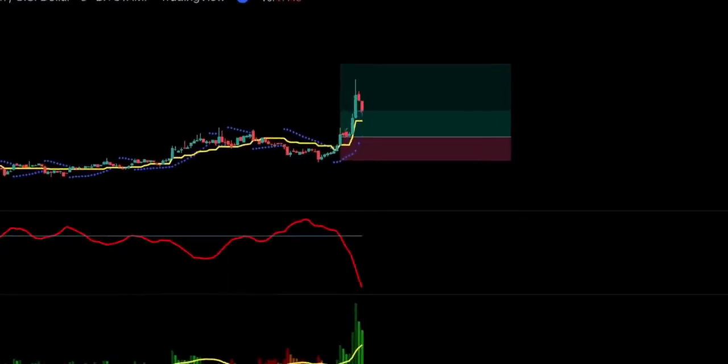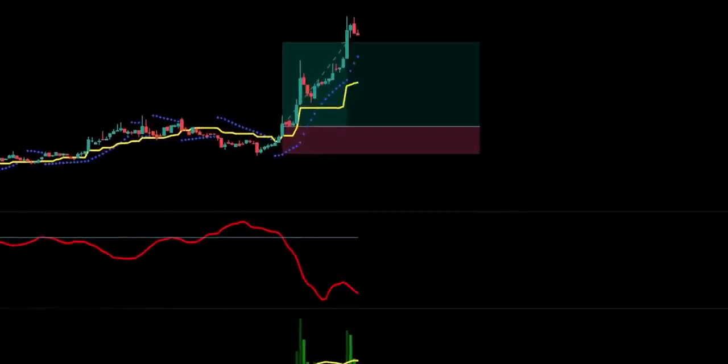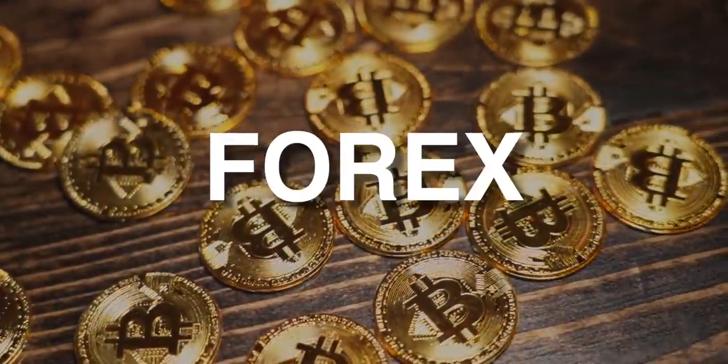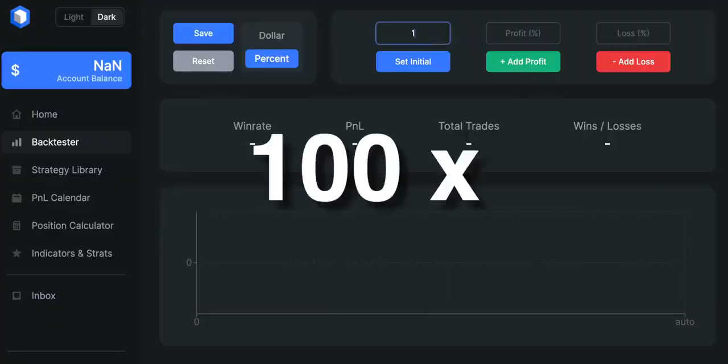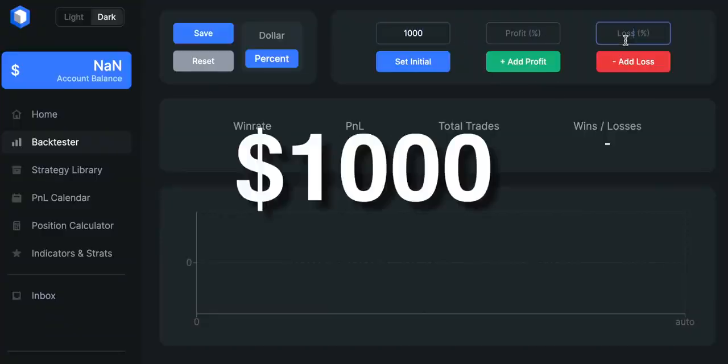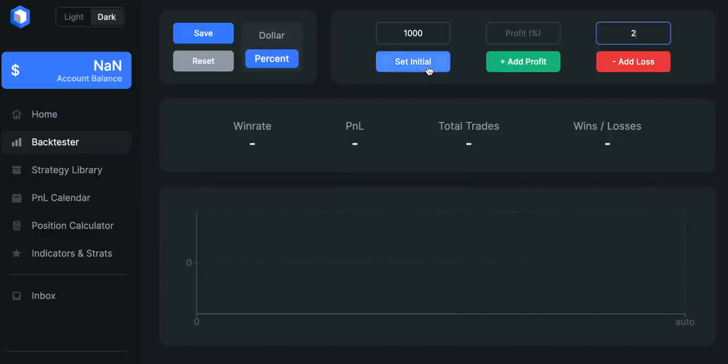In this video, I'm going to show you a high win rate scalping strategy that works extremely well on crypto, stocks, and forex. I'm also going to backtest it 100 times with an initial account size set at $1,000 and 2% risk per trade, so you can see for yourself how well it performs in different market conditions.